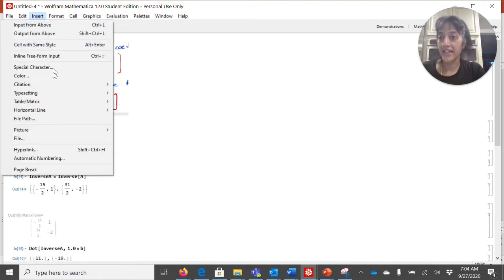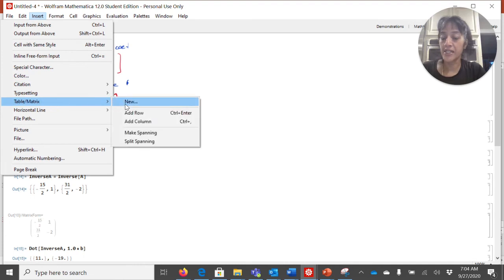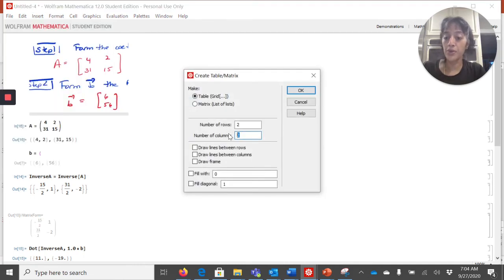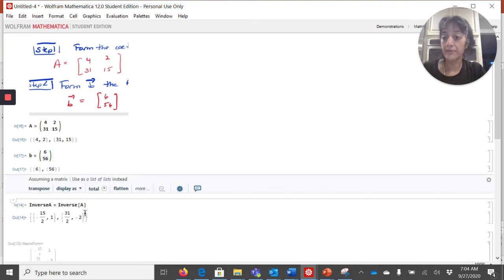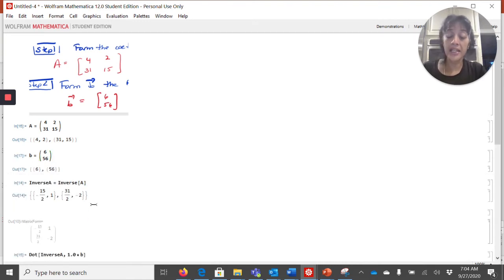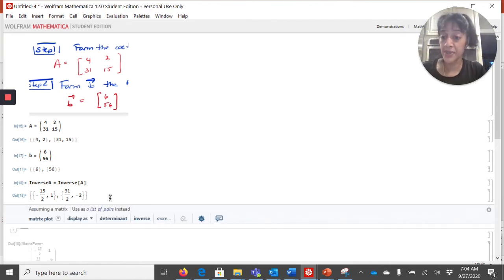The B, let's do that again so you can see it. Doesn't hurt to see it again. So Insert, Table/Matrix, New. And this time I have 2 rows, 1 column. If you mess up the row and the column here, Mathematica is going to tell you that the matrix multiplication doesn't make sense. It's going to give you an error. 6, 56, 2 rows, 1 column. So I'm going to hit Shift-Enter. That's my B. Then I'm going to calculate the inverse of the matrix A. So here we have the inverse of the matrix A.